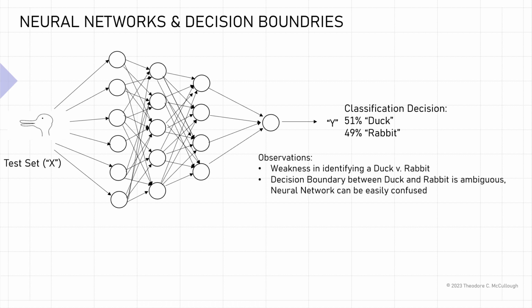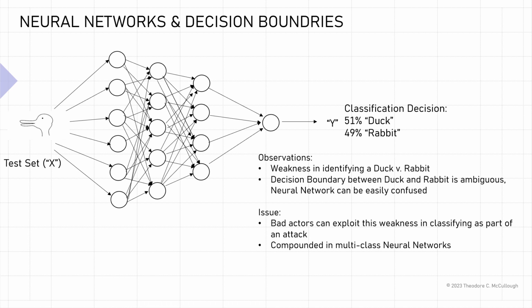Let's make some observations from this classification decision. First, this neural network is particularly weak in identifying a duck versus a rabbit. Next, the decision boundary between duck and rabbit is ambiguous, and the neural network can be easily confused between the two. And this creates a few issues. Namely, bad actors can exploit this weakness in classifying as part of an attack, and this weakness is compounded in the multi-class neural network setting, namely where we have a neural network that is rendering a classification decision not regarding just two classes, but rather multiple classes.